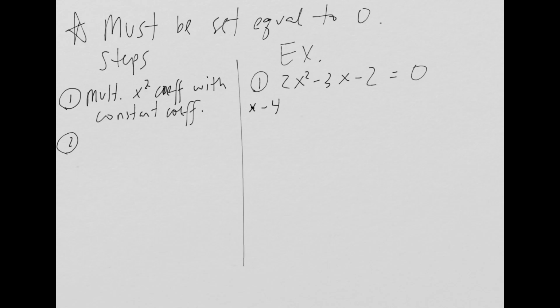Secondly, you're going to write down the x coefficient. I'm going to put a plus beside that. So what number is in front of my x? Well, it's a negative 3. Okay, so we're good so far. So I multiplied the x squared coefficient with the constant coefficient, got my negative 4. Wrote down that middle term, or that middle coefficient, which was negative 3. Now you're going to solve the puzzle.